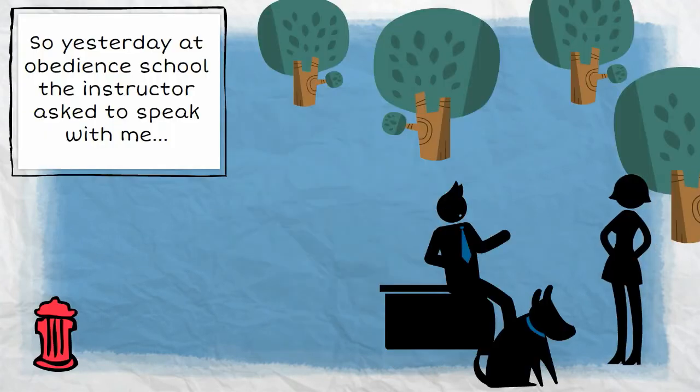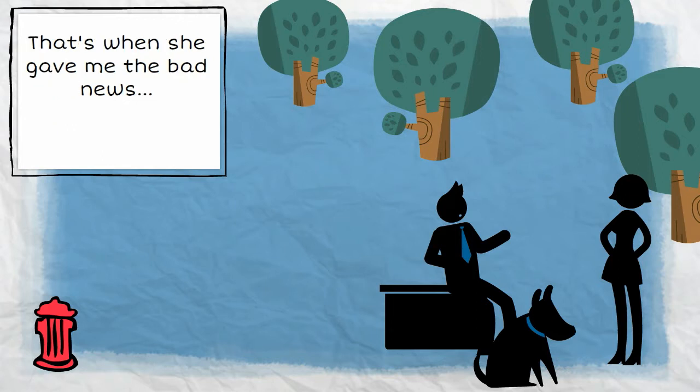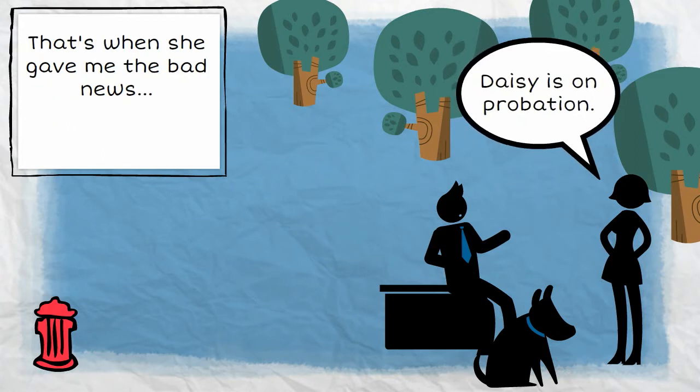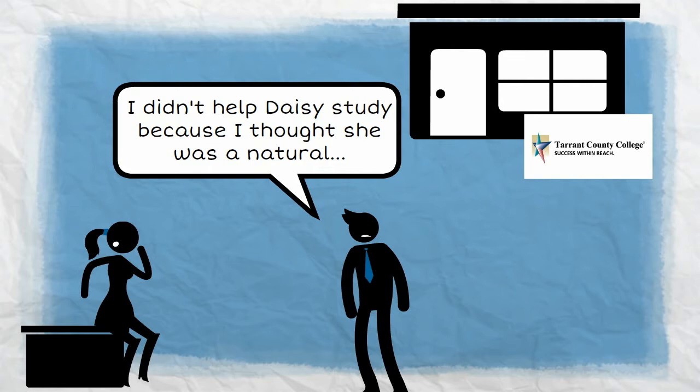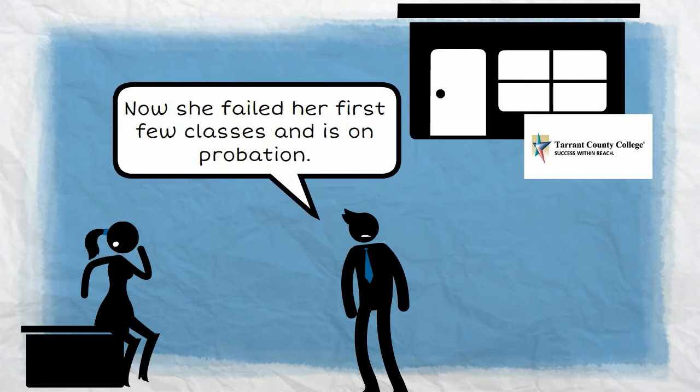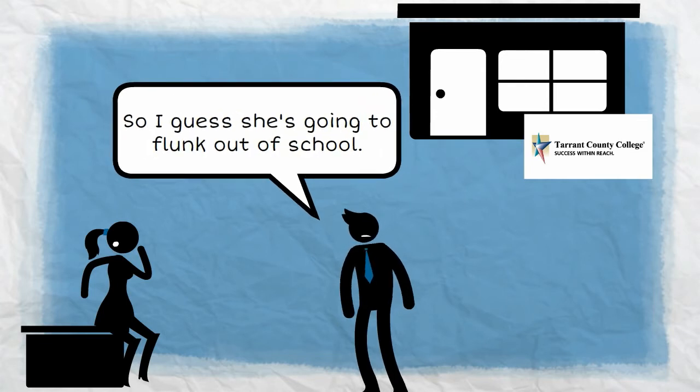Flashback. So yesterday at obedience school, the instructor asked to speak with me. That's when she gave me the bad news. Daisy is on probation. It's all my fault, too. I didn't help Daisy study because I thought she was a natural. Now she failed her first few classes and is on probation. So, I guess she's gonna flunk out of school.